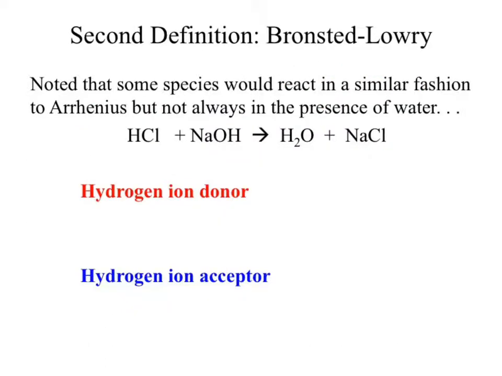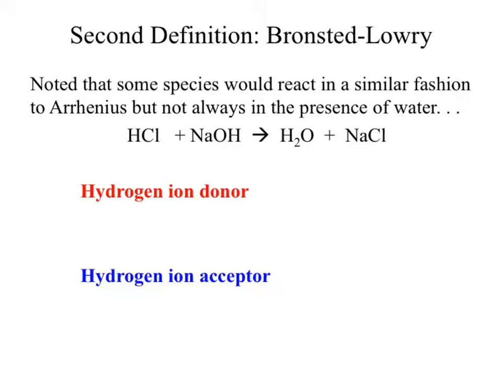The second definition came along by Bronsted and Lowry, expanded the definition ever so slightly. What they evaluated was again looking at the transfer of a hydrogen ion, but they noticed that some species don't give up hydroxide, but will still accept the hydrogen ion.